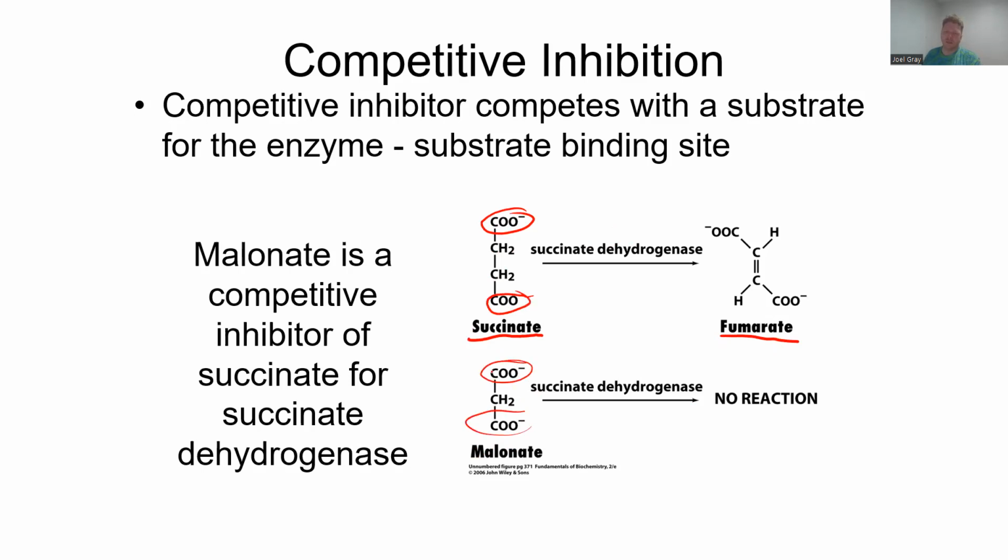Malonate is a carboxylic acid on the top and the bottom. What brings them together is that succinate has two CH2s, and malonate has one CH2. So you can look at succinate and malonate and say they're very similar, but one's a little bit taller than the other. Well, malonate is a competitive inhibitor for succinate dehydrogenase. It resembles the natural substrate, so it can bind into that substrate binding site.